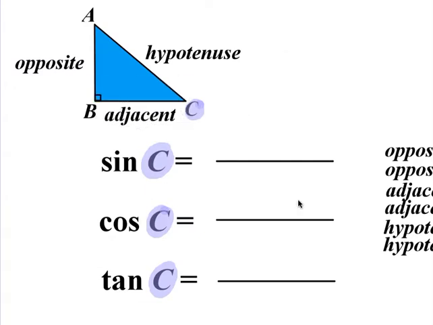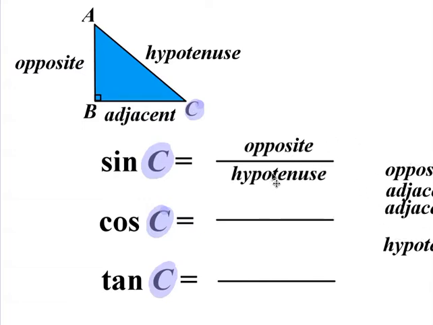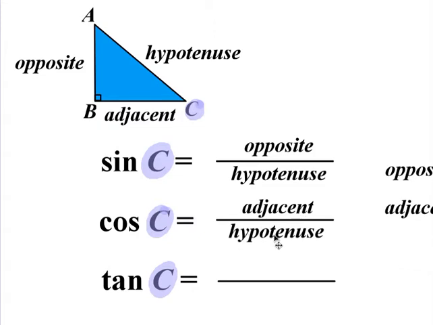Okay. Now, when I'm referring to the sine of angle C, sine is always defined as opposite divided by hypotenuse. So there's your opposite. Here's your hypotenuse. It's always defined to be that. Cosine is always defined to be the adjacent over the hypotenuse. Want to take a guess as to what tangent is? Okay. Opposite over adjacent, right?